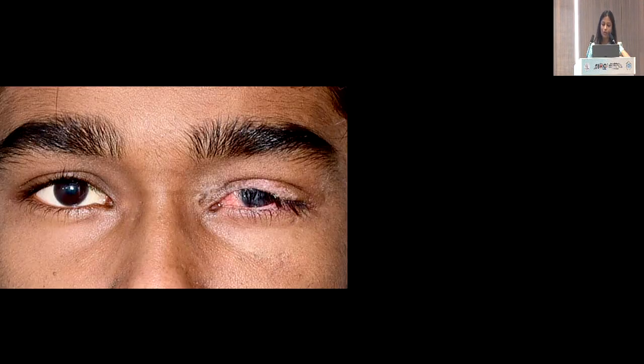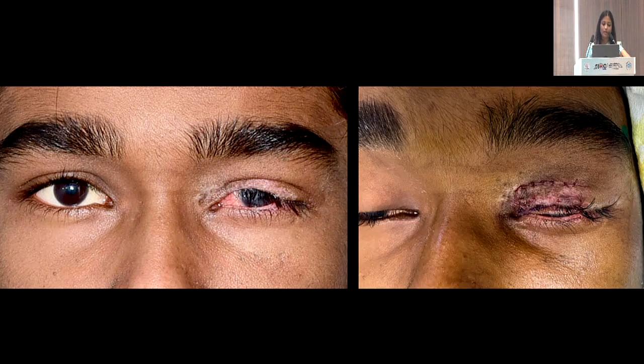This was a young boy who had a carbide injury, a chemical blast injury, which left him with a cicatricial entropion as well as shortening of the upper lid. So in this case, we had to not only divide the anterior and posterior lamella, but also place a mucous membrane graft and also do an LPS recession to lengthen the medial aspect of the upper lid.